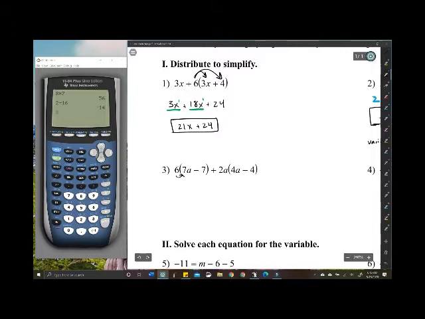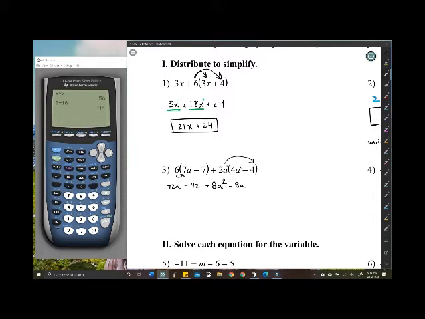Alrighty, moving on, double dog distributing. How about that? 6 times 7, 42a minus 42 plus 2a times 4a is 8a squared. A times a is a squared. So be careful, remembering back from Algebra 1 some of our properties of exponents, okay? Similarly, when we distribute it to here, 2 minus 4 is minus 8a. So you got to add when you distribute the exponents.